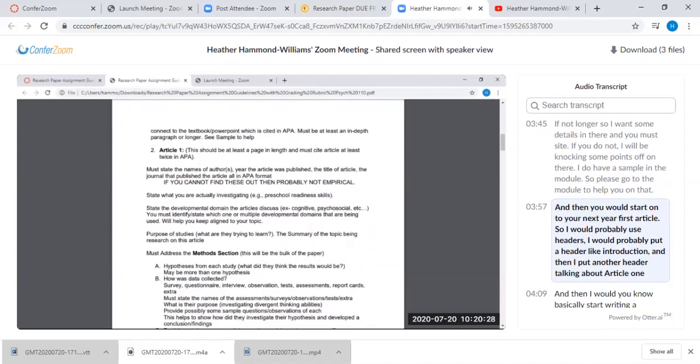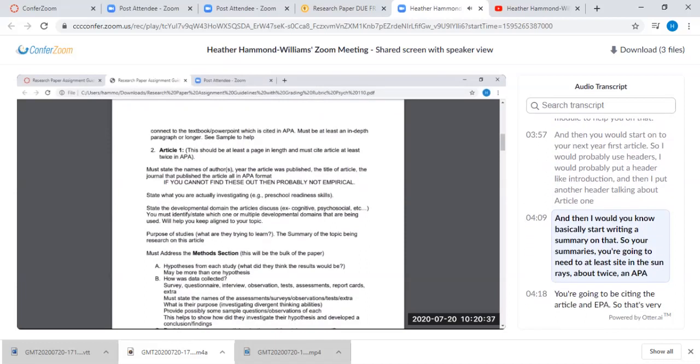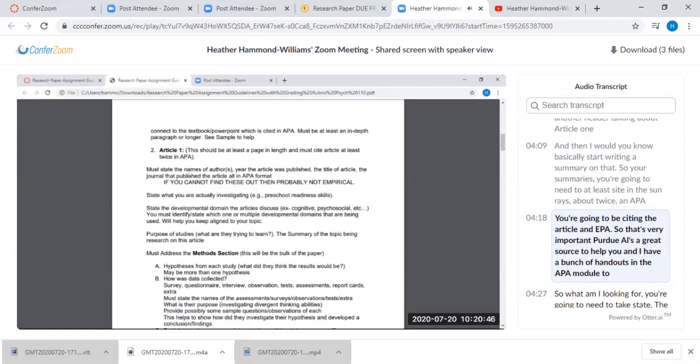So I would probably use headers. I would probably put a header like introduction, and then I put another header talking about article 1. And then I would basically start writing a summary on that. So your summaries, you're going to need to at least cite in these summaries about twice in APA. You're going to be citing the article in APA, so that's very important.